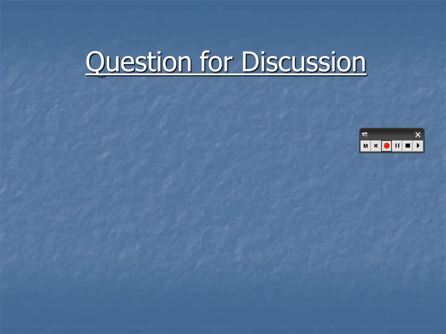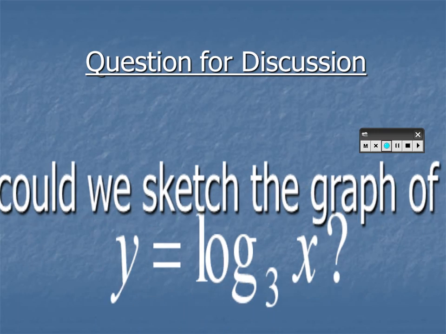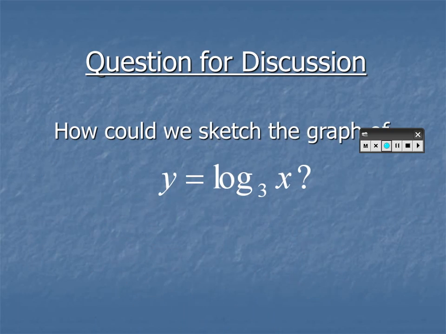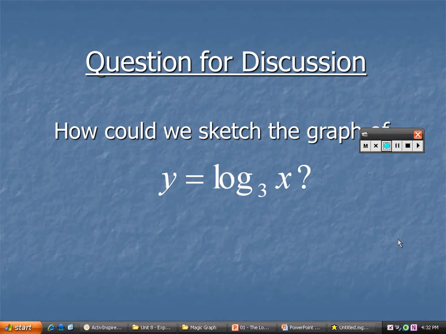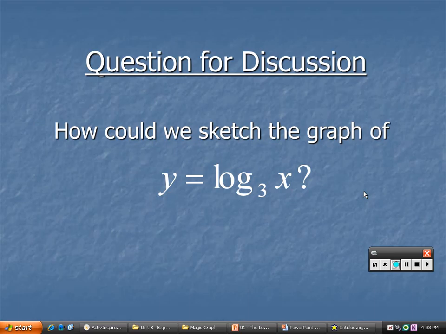Question for discussion: how do we sketch the graph of log base 3 of x? I think it's very important to understand that we're talking about the inverse. Now there's multiple answers to this, and we'll talk about a lot of this in the chapter, and the method you use for tonight's homework might be different than the method you use by the end of the chapter. I'd argue that when I see log base 3 of x at this point, I wouldn't graph this. I would graph y equals 3 to the x.